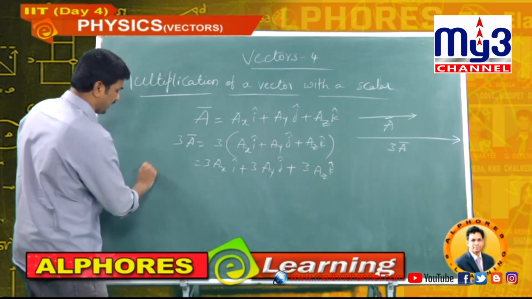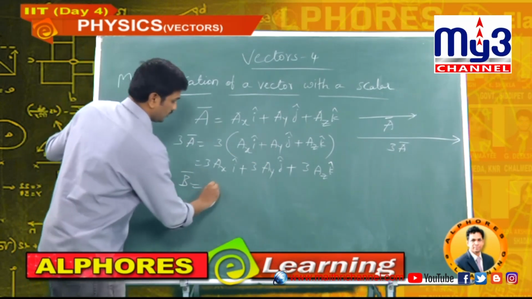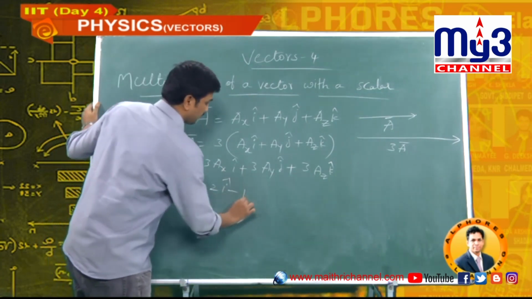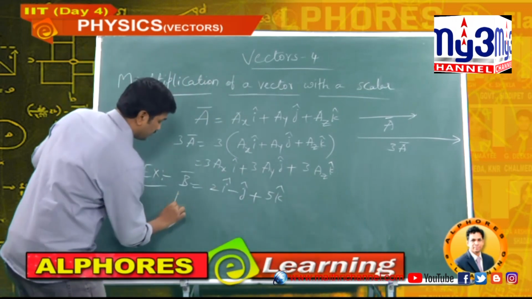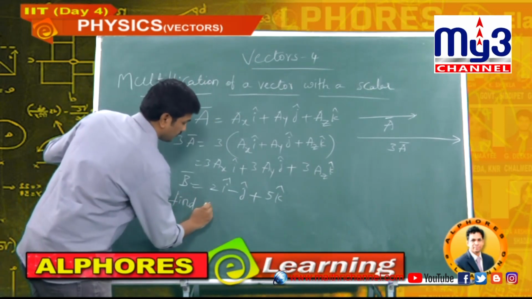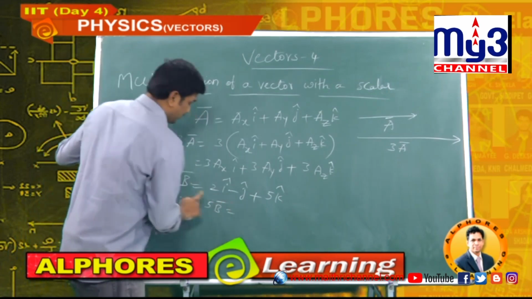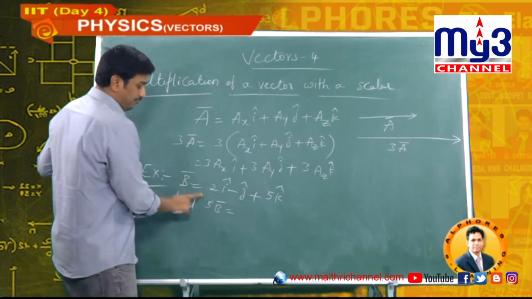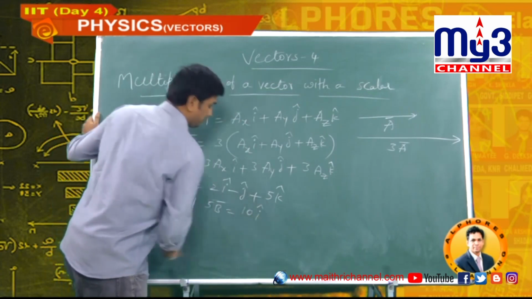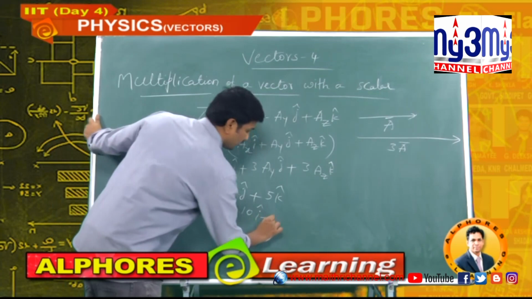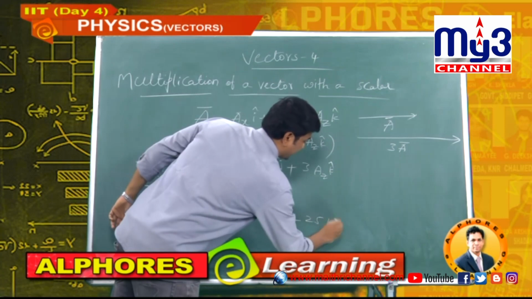Suppose one example, b bar is equal to 2 i cap minus j cap plus 5 k cap. Find 5 b bar. What is the value of 5 b bar? Multiply the vector with 5. See, 5 into 2, 10 i cap. 5 into 1, minus 5 j cap. 5 into 5, 25 k cap.